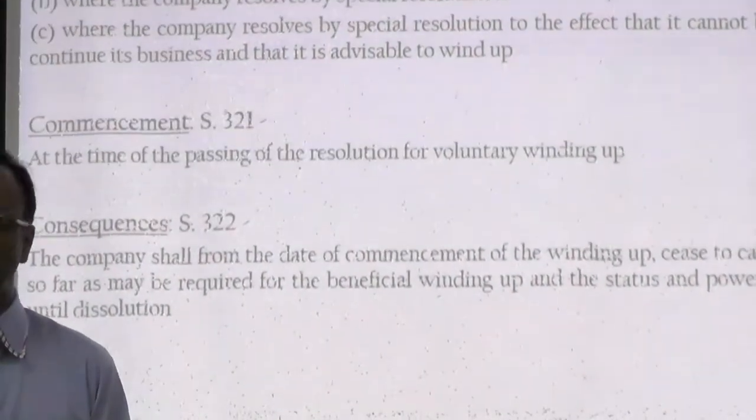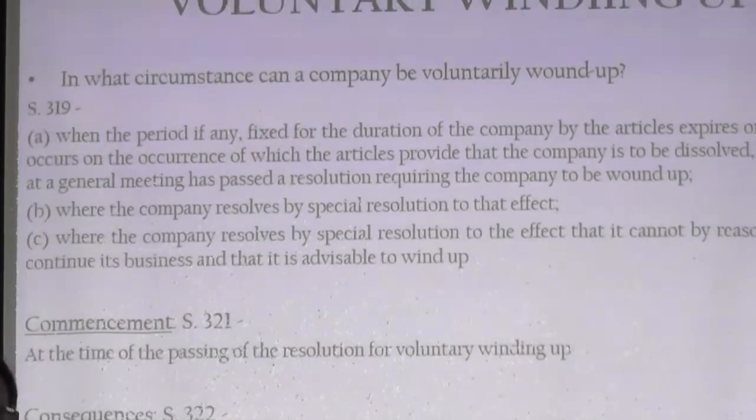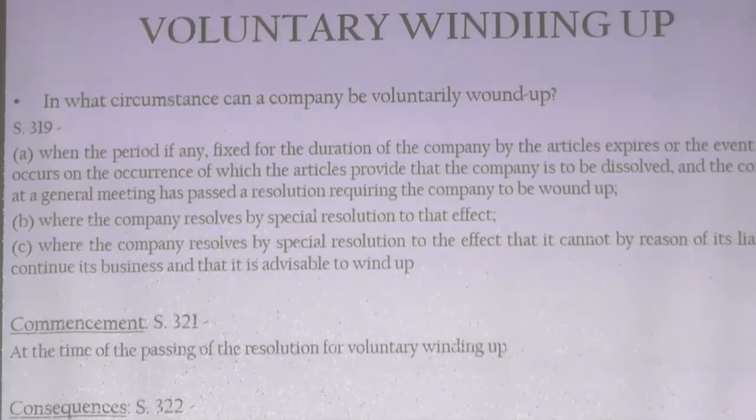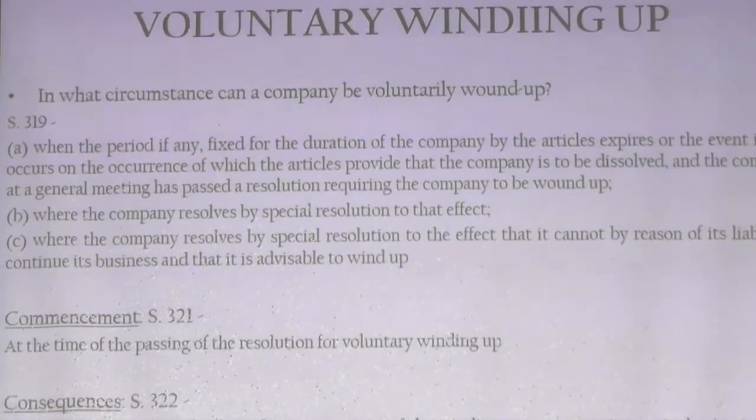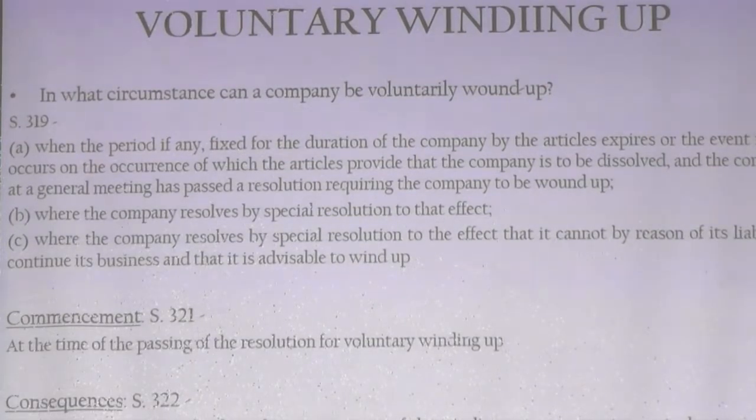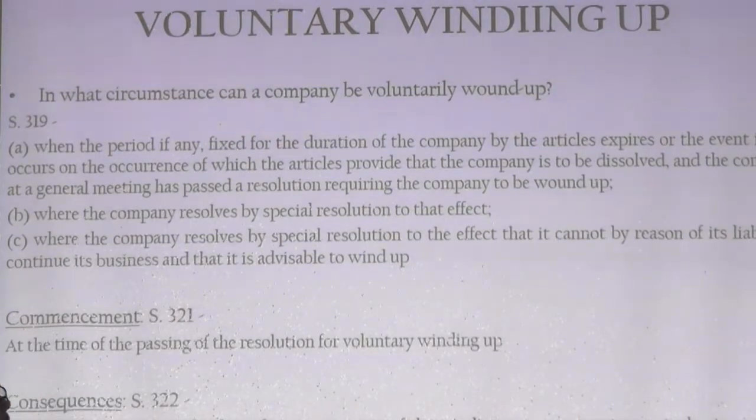And yesterday I explained that voluntary winding up can be taken when shareholders or creditors move for winding up of the company on a voluntary basis. So the first area that I would like to address is in what circumstances a company can be voluntarily wound up. Under section 319 of the Companies Act, when the period, if any, that is fixed for the duration of the company by the articles of association expires, or the event, if any, occurs on the occurrence of which the articles provide that the company is to be dissolved, and the company at a general meeting has passed a resolution requiring the company to be wound up.